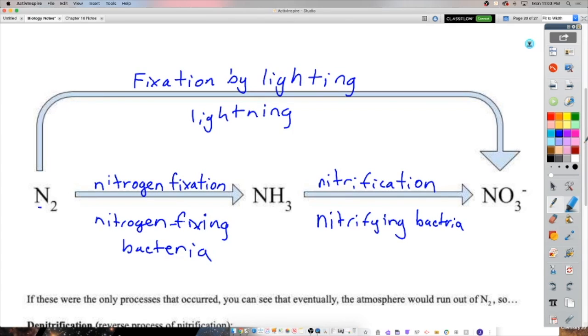What's happening? Everything is making nitrates, making nitrates. What would eventually happen to the nitrogen in our atmosphere? It would run out, right? It's a cycle. So something must be happening that turns that NO3 minus back into N2.